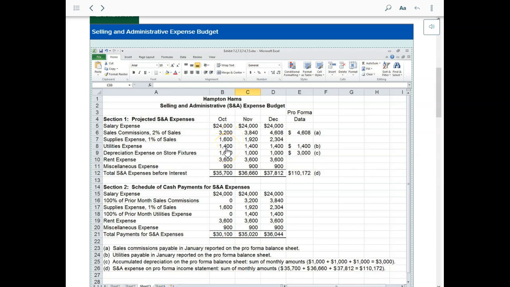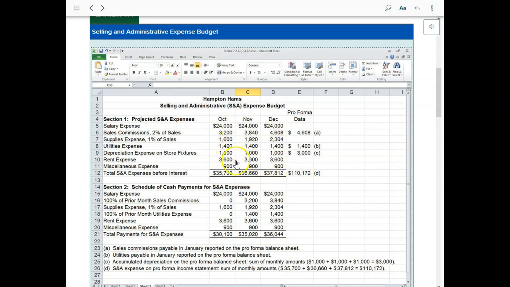Utilities expense, they just estimated that. Does not come from another statement. Depreciation on the store fixtures, they came up with that. That's based on your furniture and fixtures that you have. Rent here, and miscellaneous, $900 per month. So this will be the selling and administrative expenses before any interest expense for each of these months.